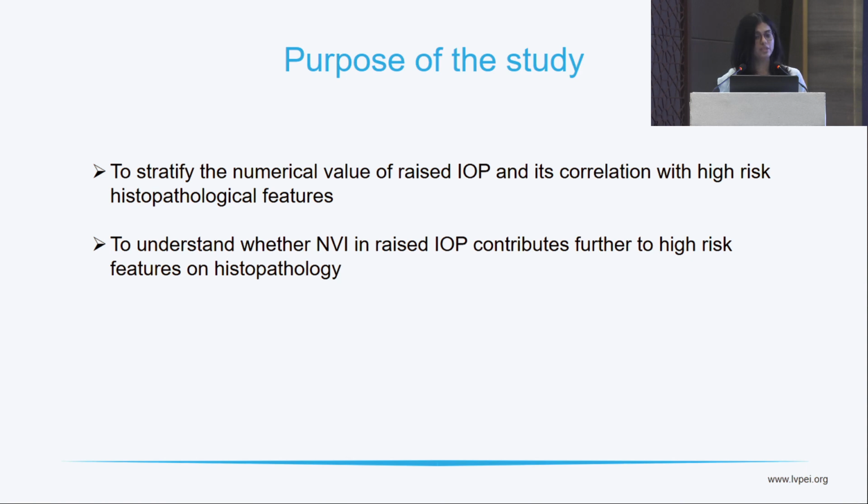So why are we doing this study? Here we are trying to stratify the numerical value of raised IOP and its correlation with high-risk histopathological features. And we are trying to understand whether NVI further adds to this risk or not.